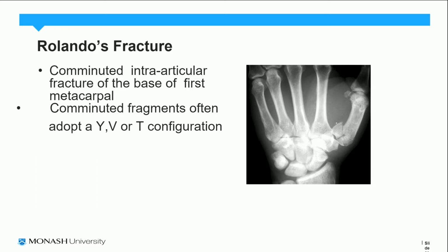Rolando's fracture is also at the base of the thumb. However, it's a comminuted fracture, and the appearance of the fragments could adopt a Y, a V, or a T configuration. In this image, you can see at the base of the thumb that it has adopted a Y configuration.